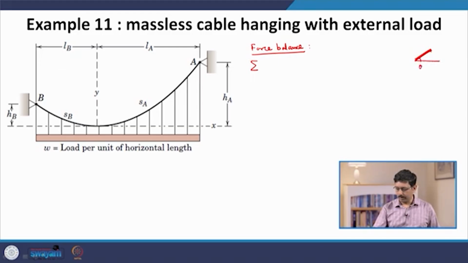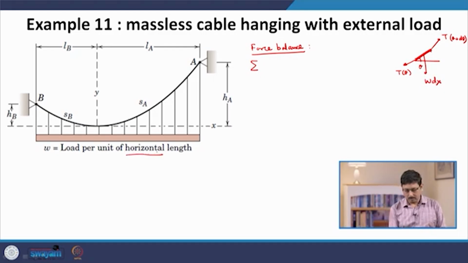At this end, this is theta, this is d theta, this is theta plus d theta, there is a force W times dx. Note that this W is a load per unit horizontal length. This is a crucial point, we will come to that. So, then what is the total force in the horizontal direction?